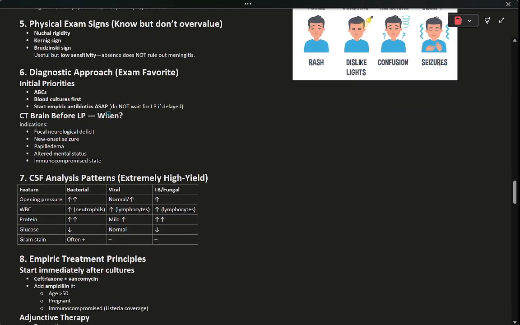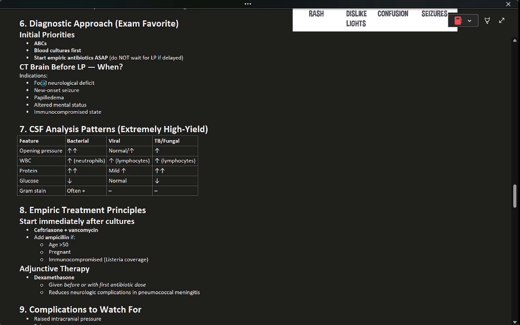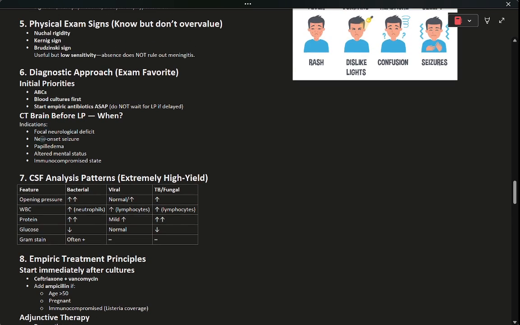And then, before lumbar puncture is done, make sure to have a computed tomography or CT scan of the brain. And this is especially if the patient presents with focal neurological deficits, new-onset seizures, papilledema, altered mental status, or immunocompromised state.